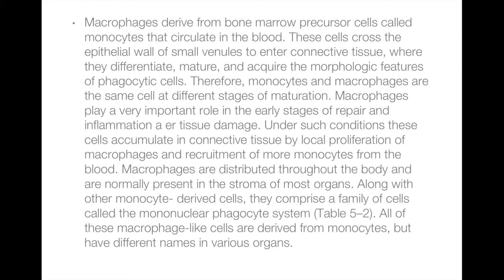Macrophages derive from bone marrow precursor cells called monocytes. So, we've got monocytes, and sometimes they specialize and become macrophages. These cells cross the endothelial wall of small venules to enter connective tissue, where they differentiate, mature, and acquire the morphologic features of phagocytic cells. So, monocytes and macrophages are the same cell at different stages of maturation. Macrophages play a very important role in the early stages of repair and inflammation.